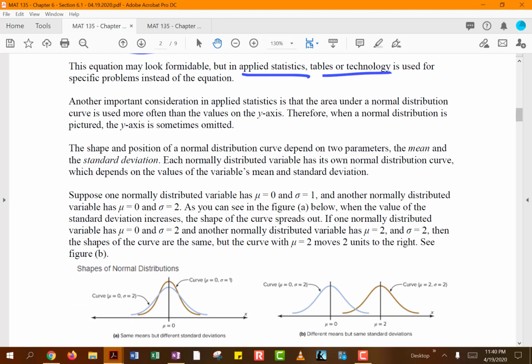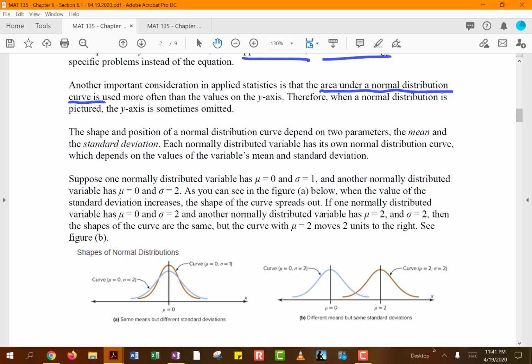The one thing to remember when working with the normal distribution in applied statistics is that we are mainly interested in the area under the normal distribution curve. We're not so much interested in what the y value is when we graph these curves. We're more interested in the area underneath the curve. So a lot of times when we draw normal distribution curves, we don't draw the y-axis. We normally just leave it out.